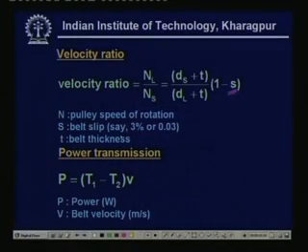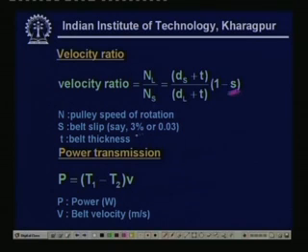Now, if we understand this particular idea, then this velocity ratio is NL by NS equals (ds plus t) by dl, into 1 minus S.